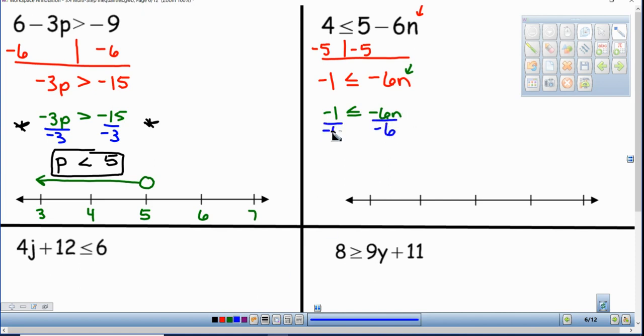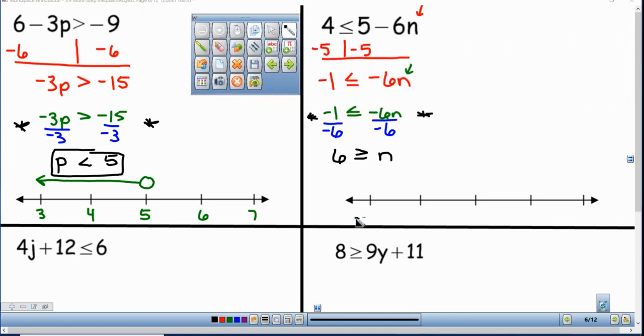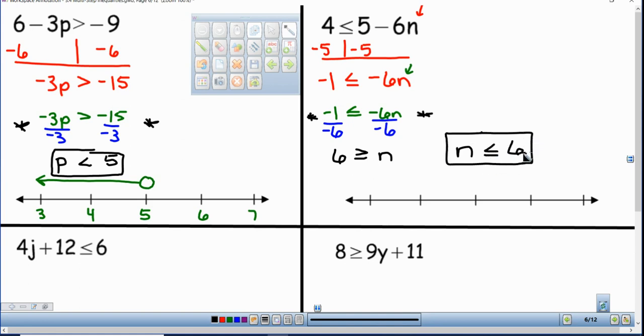So I divide by -6. Once again, I'm dividing by a negative. And so I'm going to make this calculation. I'm going to flip the sign, and I have n by itself. N is on the right side of the inequality, and I would prefer if we had it start with n. So we're going to rewrite this. If 6 is greater than n, then n is less than 6. Of course, make sure that we have the equal to bar as well. So any number less than 6 and 6 itself.